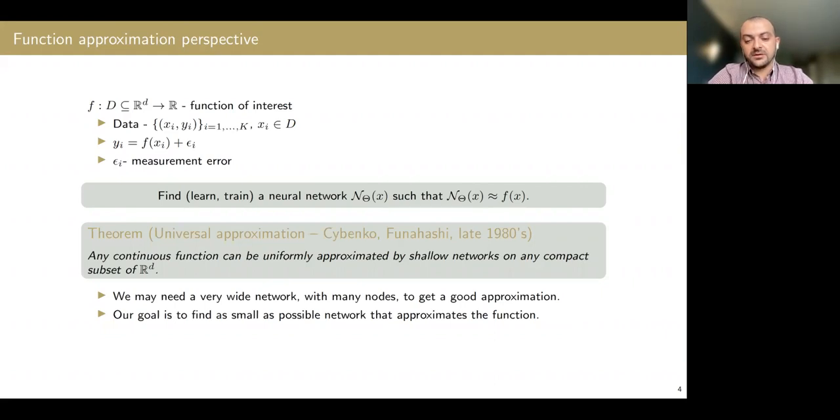And our goal in this talk is going to be to find a network as small as possible, with as few nodes or as narrow as possible, which approximates our target function. Okay, so that would be our goal, to find a network with as few nodes as possible, or as narrow as possible, which approximates our function. I want to emphasize this.